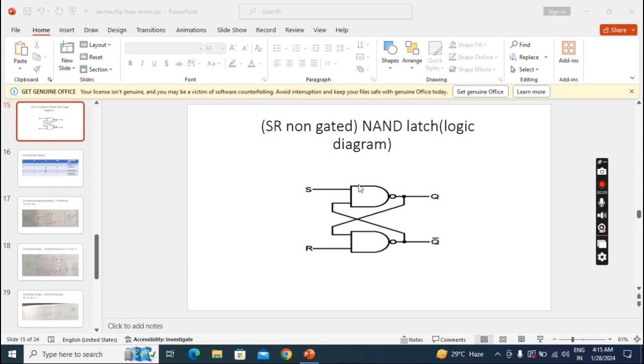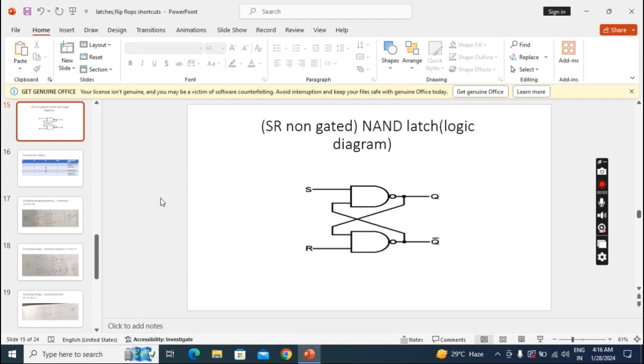Here we need two NAND gates, two-input NAND gates. One of the inputs of this NAND gate is connected to S, and one of the inputs of the NAND gate below is connected to R. This NAND gate's output is Q, and this NAND gate's output is Q bar. This Q we are taking and connecting here, and this Q bar we are connecting here. So this is called a cross-coupled connection. So this is the construction of a NAND latch.